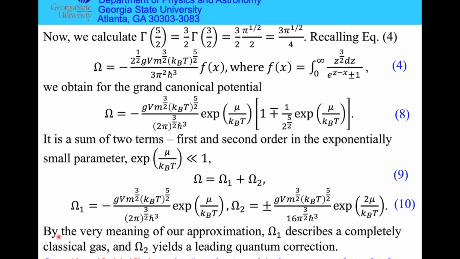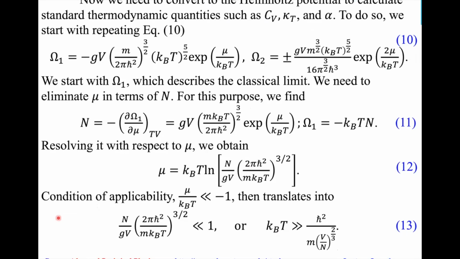Now again, to summarize, by very meaning of our approximation, this is omega, a completely classical gas, and omega 2 is the leading quantum correction. We found the grand canonical potential of the system. Now we need to convert to the Helmholtz potential. Why do we need to do it? We need to do it to calculate standard thermodynamic quantities, which are kappa T and alpha. Kappa T is the coefficient of isothermal compressibility, and alpha is the coefficient of expansivity, isobaric expansivity.